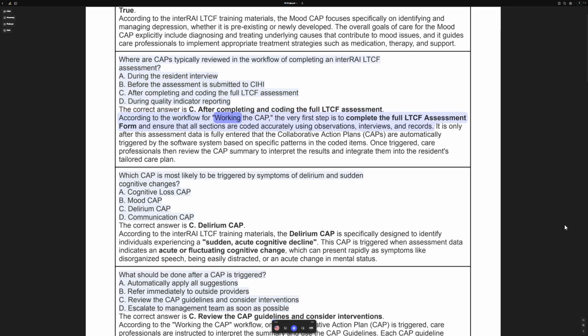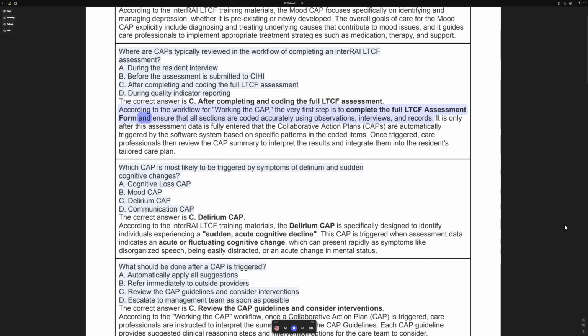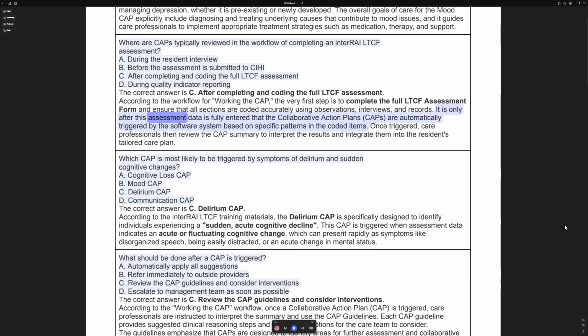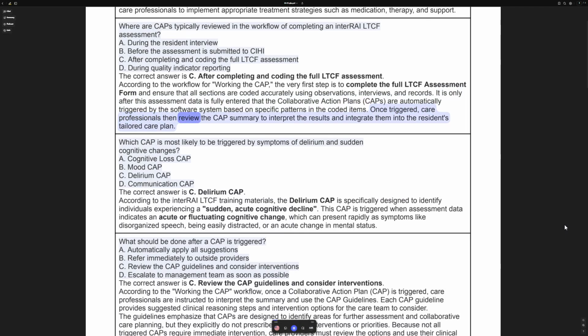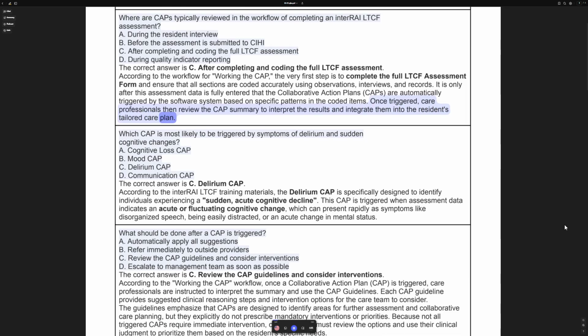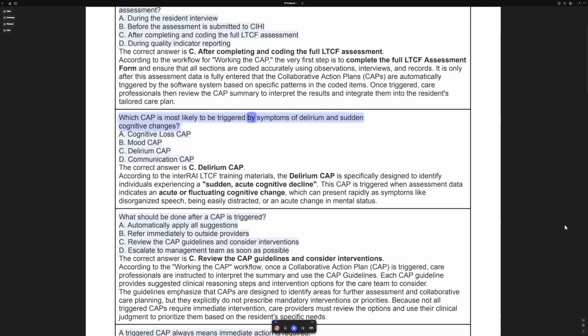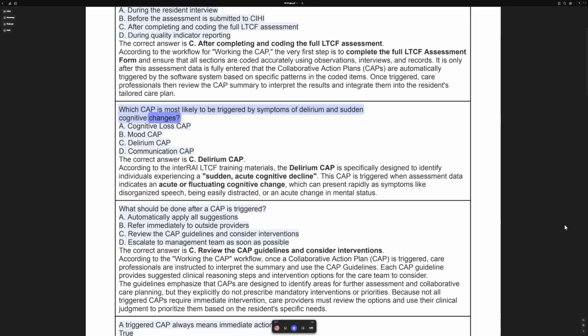According to the workflow for working the CAP, the very first step is to complete the full LTCF assessment form and ensure that all sections are coded accurately using observations, interviews, and records. It is only after this assessment data is fully entered that the collaborative action plans, CAPs, are automatically triggered by the software system based on specific patterns in the coded items. Once triggered, care professionals then review the CAP summary to interpret the results and integrate them into the resident's tailored care plan.